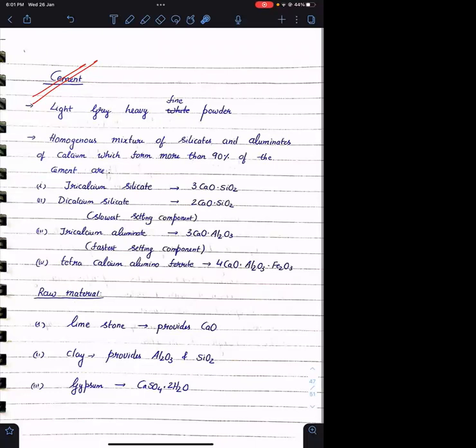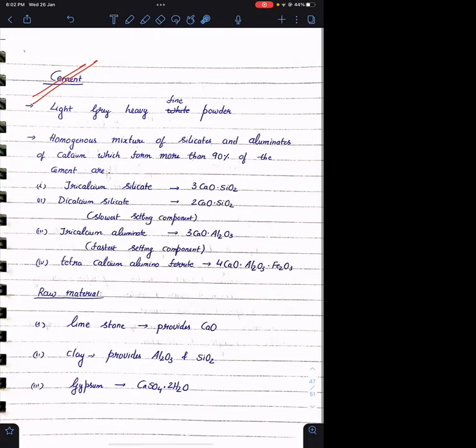Cement is made up of different silicates. It has tricalcium silicate, dicalcium silicate, tricalcium aluminate, and tetracalcium aluminoferrite. Okay, this entire combination is called cement. Tricalcium silicate means 3CaO·SiO2. Dicalcium silicate, we will have 2CaO·SiO2. Tricalcium aluminate, you will have 3CaO·Al2O3. Okay, calcium oxide and Al2O3 react to form calcium aluminate.